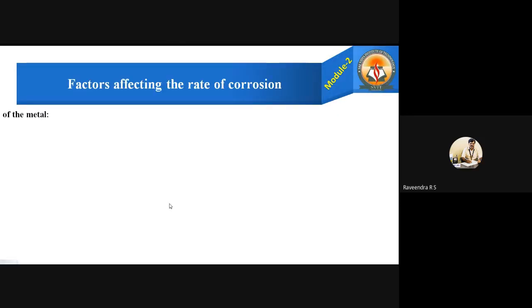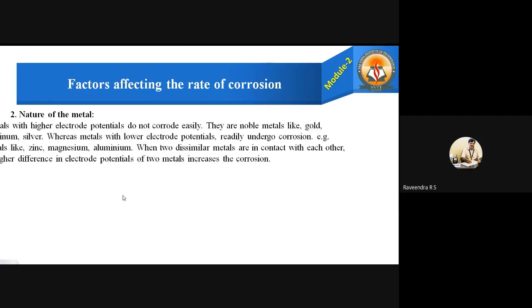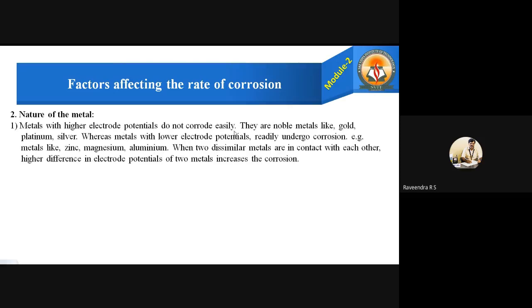Let us go to the second factor, the nature of the metal. What kind of metal is under study for corrosion rate is also a main factor. Metals with higher electrode potential do not corrode easily. Every metal has a potential value, called the electrode potential, E0 value. If that value is high for the metal, such a metal does not corrode easily, that is, it is protected. For example, platinum, silver and gold have higher electrode potential values. They do not corrode easily. They are noble metals like gold, platinum, silver, etc.